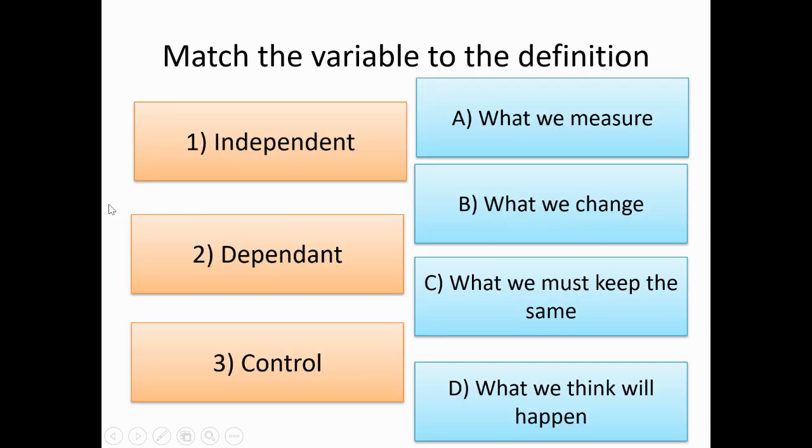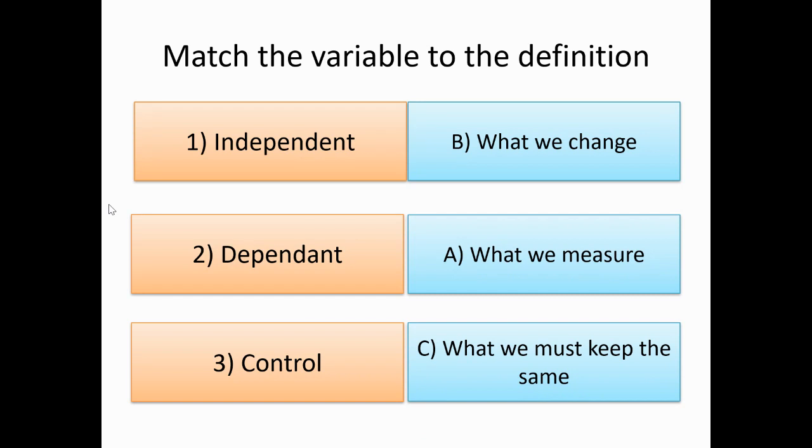Okay, what I'd like you to do now is to pause the video and just have a go at matching the variable to the definition of what the variable is. When you come back, we'll go through the answers. Okay, the independent variable is what we change, the dependent variable is what we measure, and the control variable is what we keep the same.